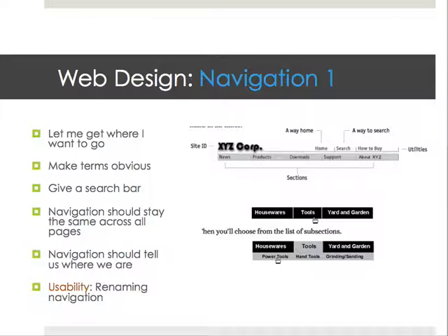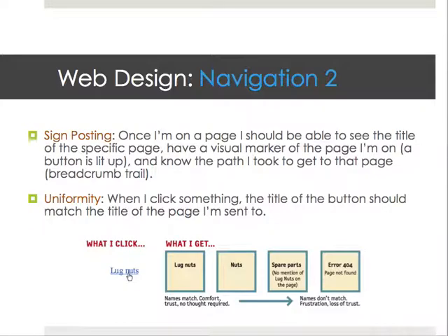Navigation should stay the same across all pages, so it shouldn't change constantly. Someone shouldn't have to figure out with every page, as they go deeper into the website, how they're supposed to navigate. Navigation should tell us where we are, so you should always be able to tell where you are on a page. And usability is reiterating navigation. These are all things to think about as you're looking at your web design and thinking about flaws, or what kind of scenarios to create, or what kind of proposal you might write for improving a website.